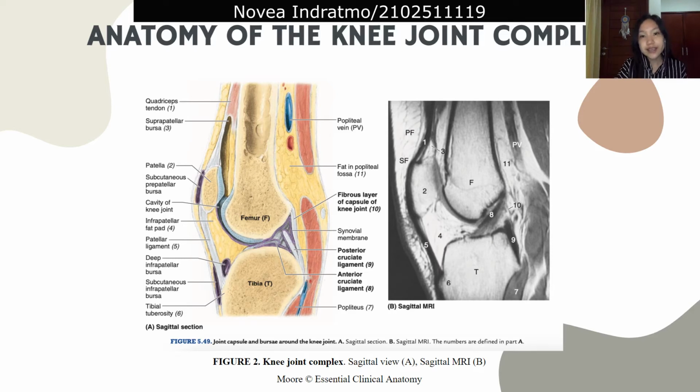The knee joint is a synovial joint and it has an external fibrous capsule and the internal synovial membrane, shown by number 10 and the one below it. The synovial membrane contains synovial fluid, which is used for lubricating the knee joint complex. There are also some structures called the bursae, which are small fluid-filled sacs, like the subcutaneous infrapatellar bursa and the subcutaneous prepatellar bursa, etc. These bursae act to reduce friction and to provide cushion for the knee joint complex.